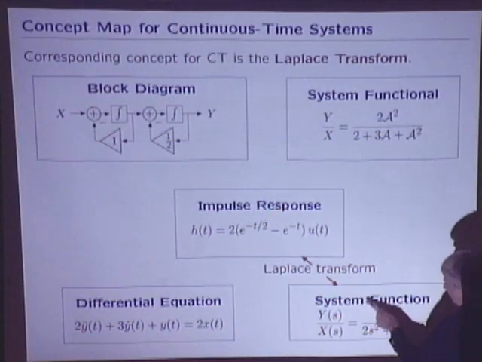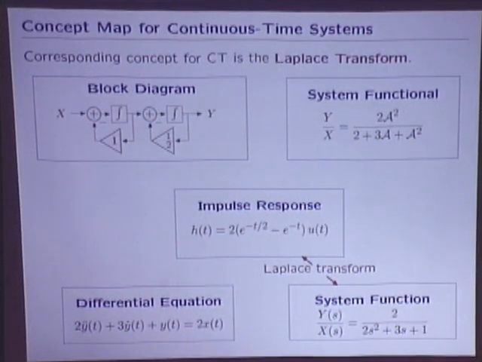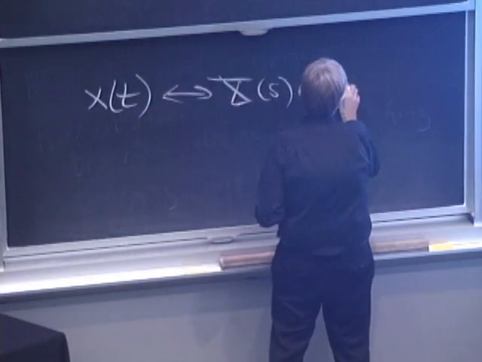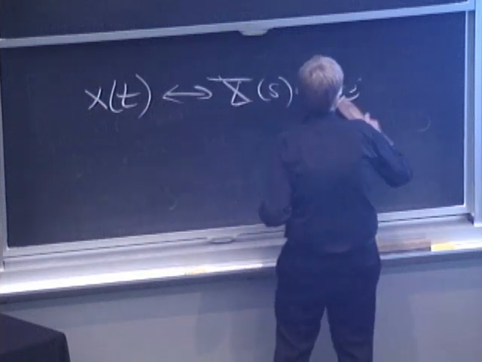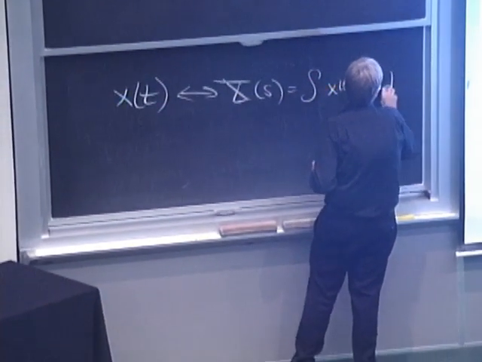We'll look at a relationship between the system function, which is a function of S, and the impulse response, which is a function of t. We'll look at that similar function for CT, the thing that's analogous to the Z transform in DT. So the Laplace transform, just like in DT, where it maps a function of time to a function of Z, here it maps a function of time, which in CT we'll write that way, to a function of S. So X of s is going to be something like the integral of x of t e to the minus st dt.